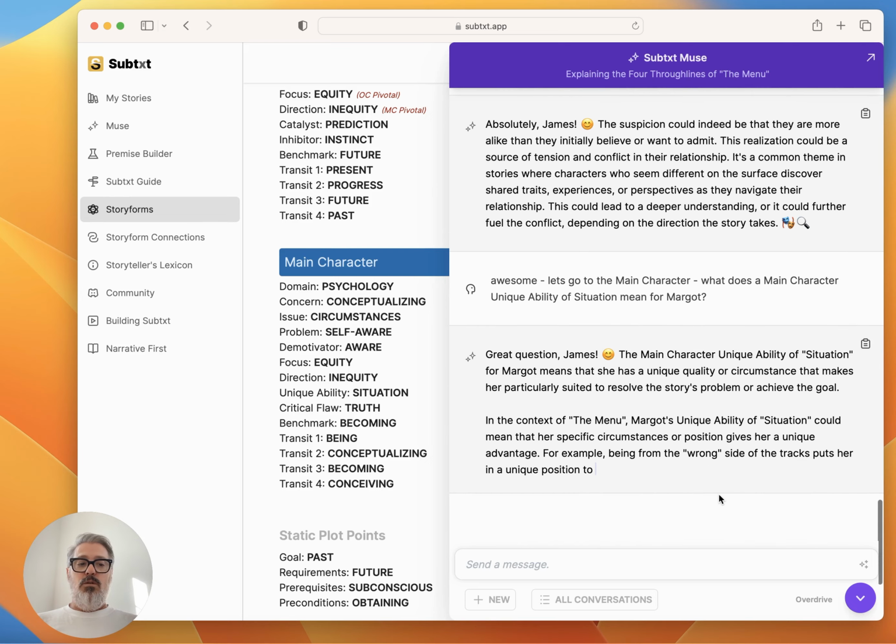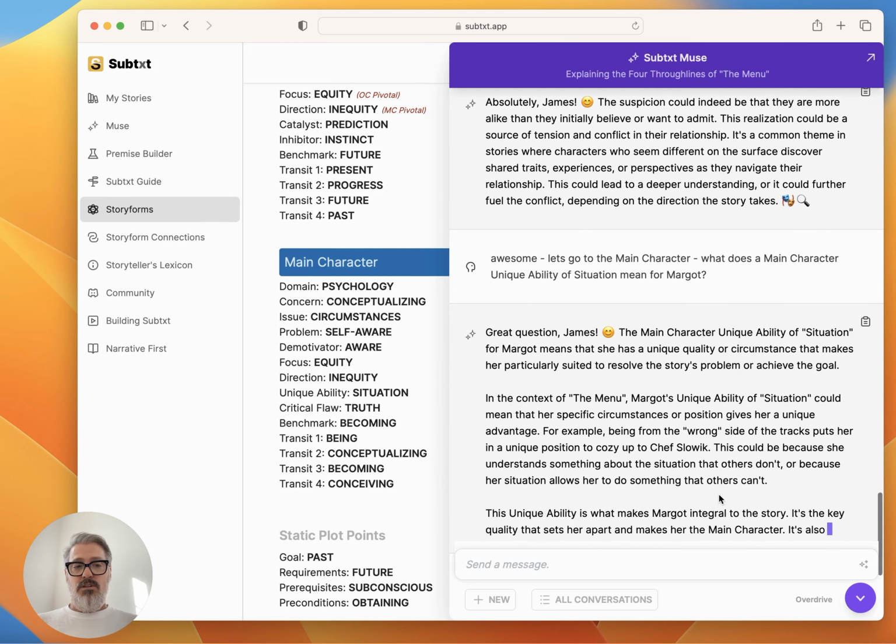It means that she has a unique quality or circumstance that makes her particularly suited to resolve the story's problem.